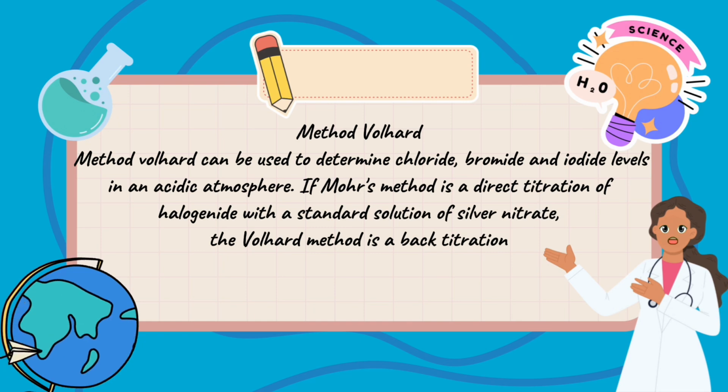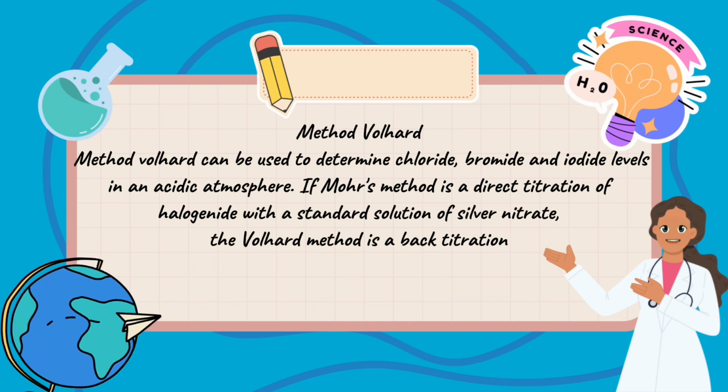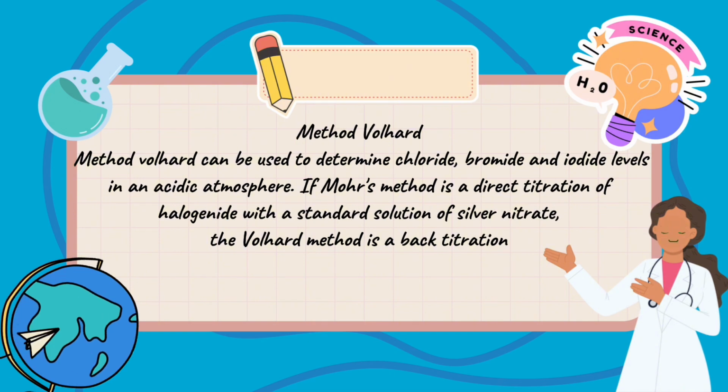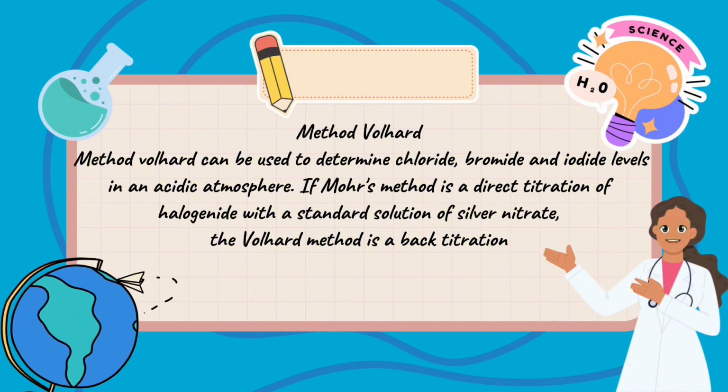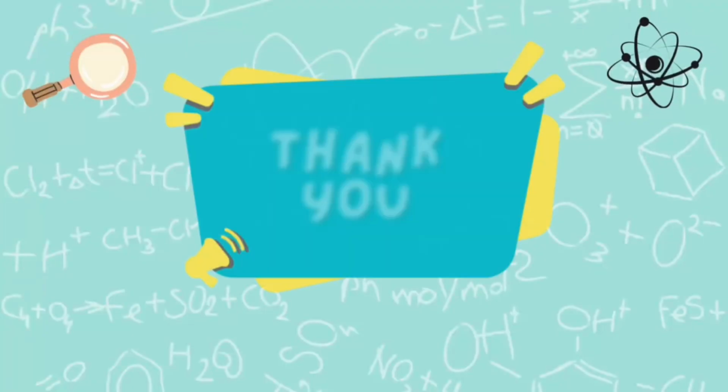Volhard method. The Volhard method can be used to determine chloride, bromide, and iodide levels in an acidic atmosphere. If Mohr's method is a direct titration of halogenide with a standard solution of silver nitrate, the Volhard method is a back titration.